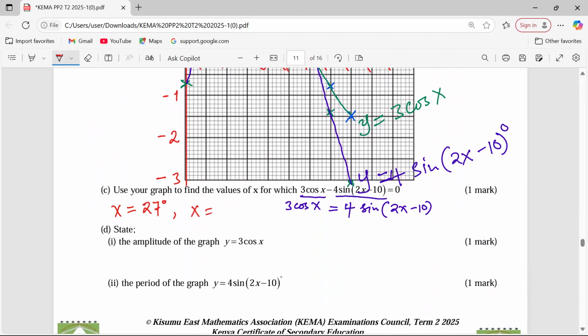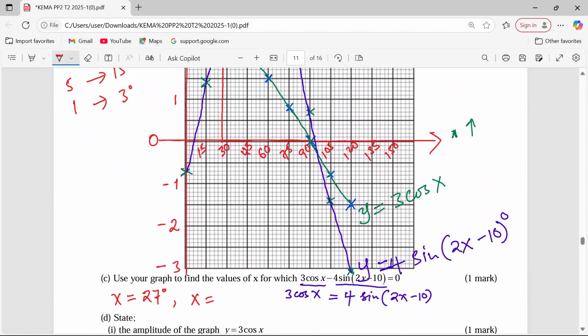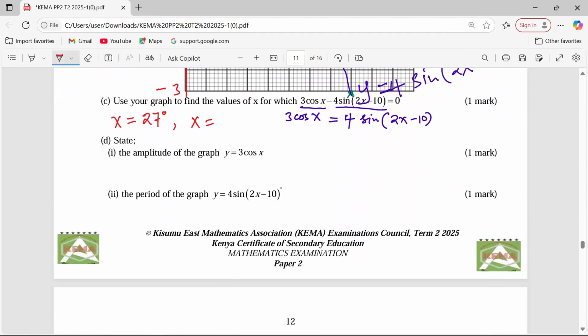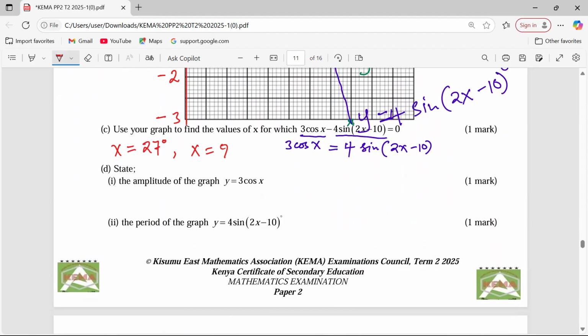Then we check another point of intersection for the two curves. So another point of intersection is here. At that point, we read the value of x. From 90, we have 2 small squares to the point of intersection. Therefore, it's at 96. So x can also be 96 degrees. So those are the points where the curves are the same.